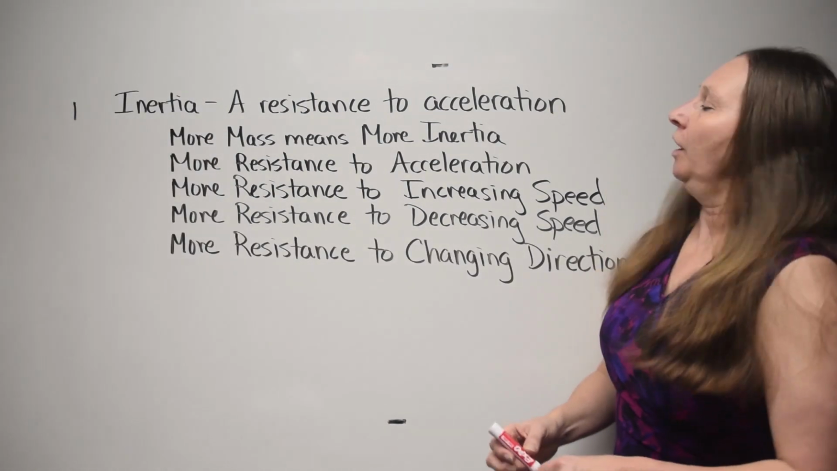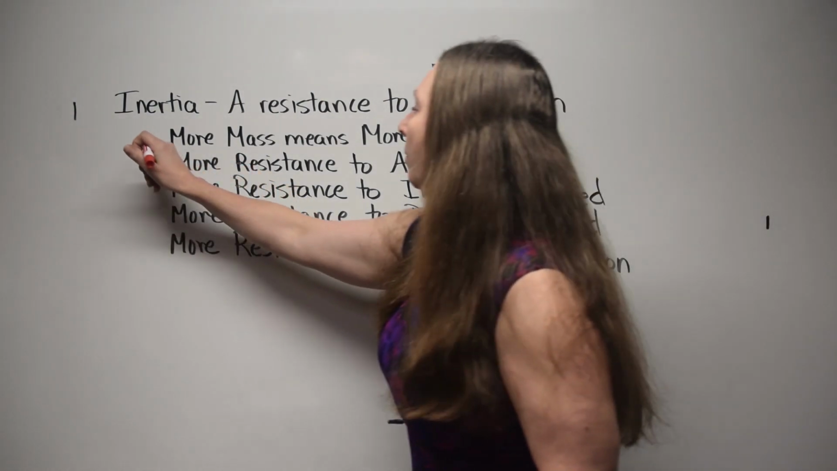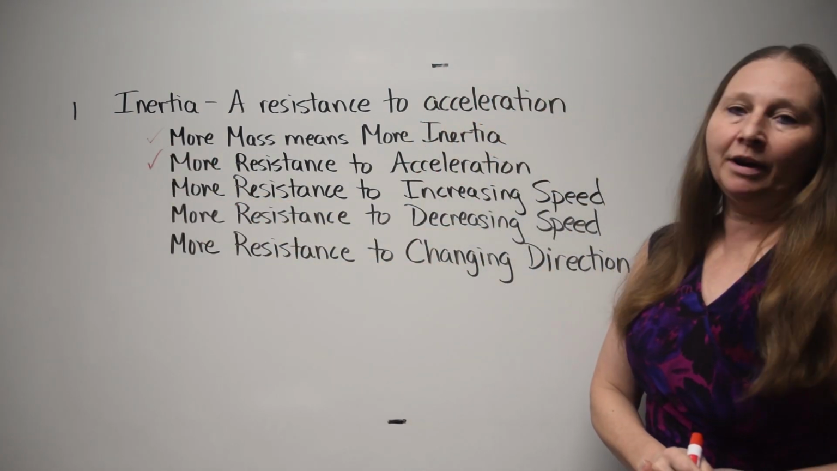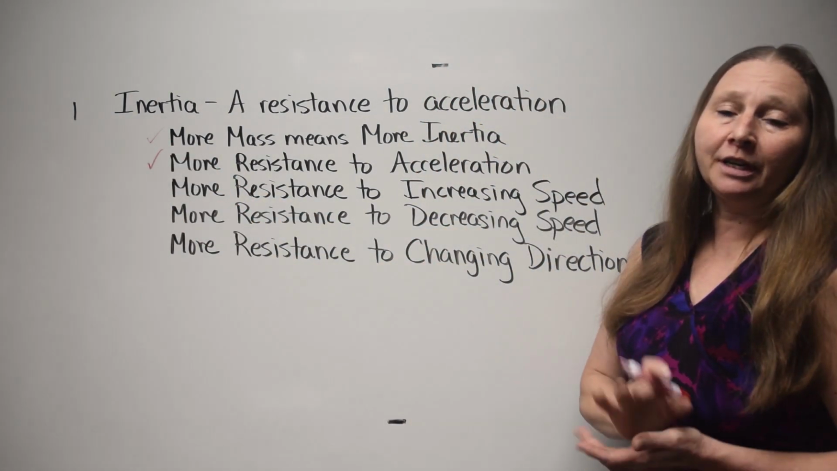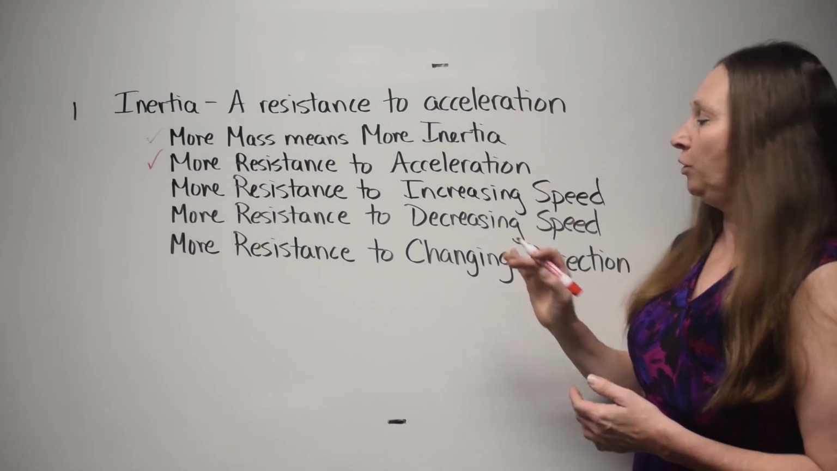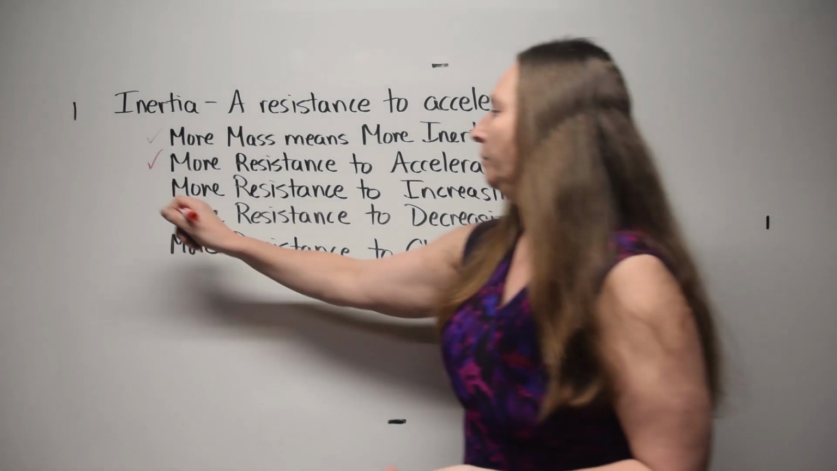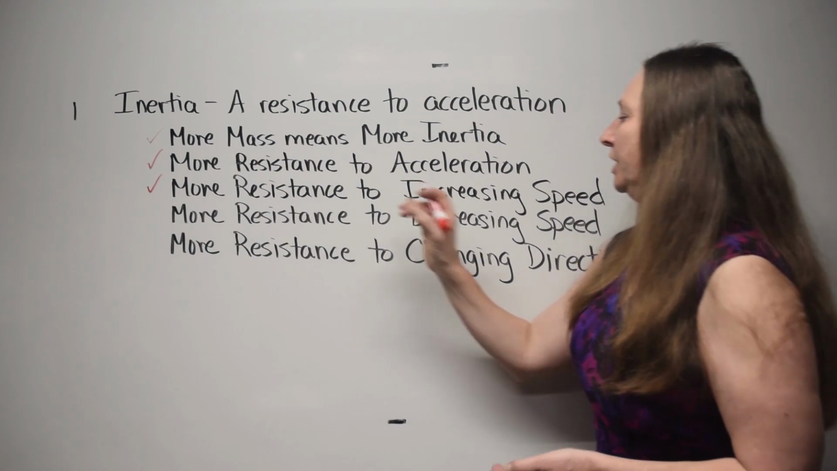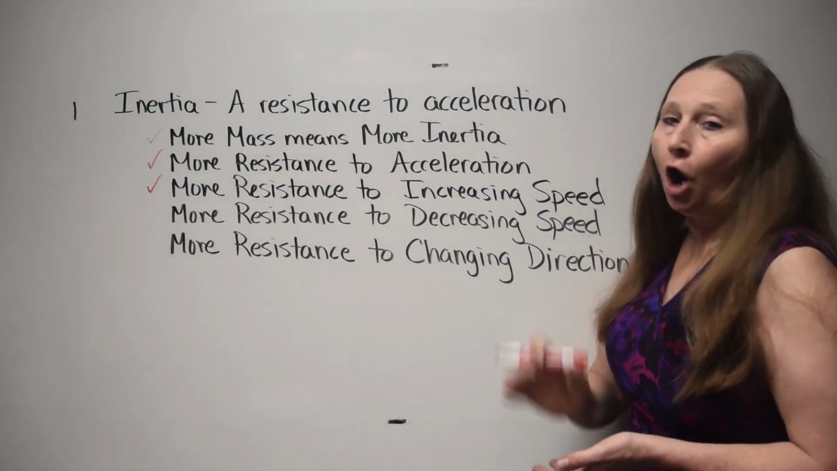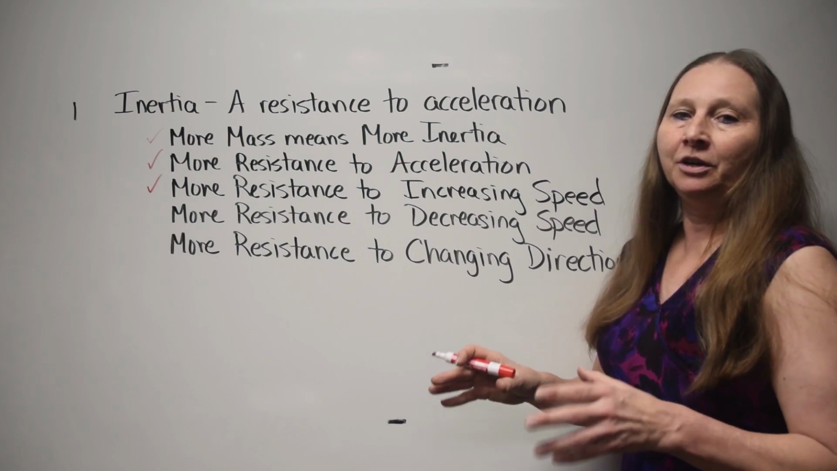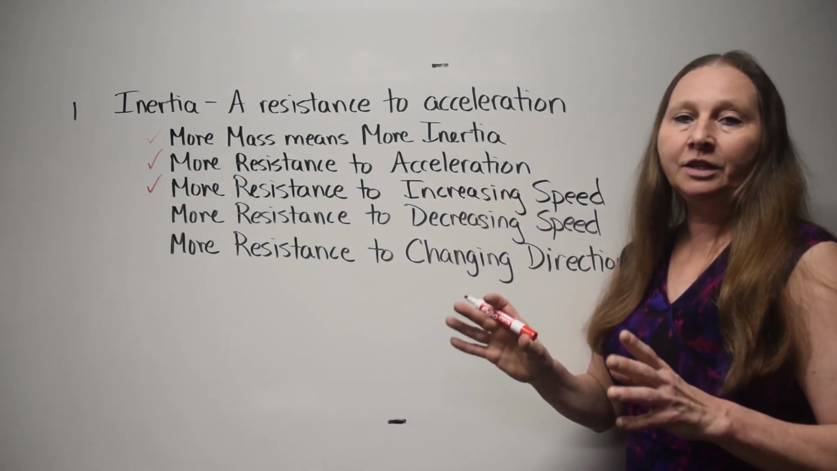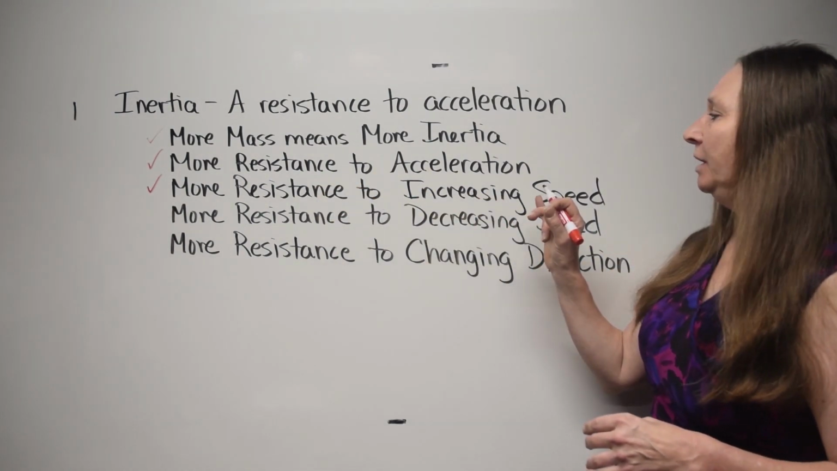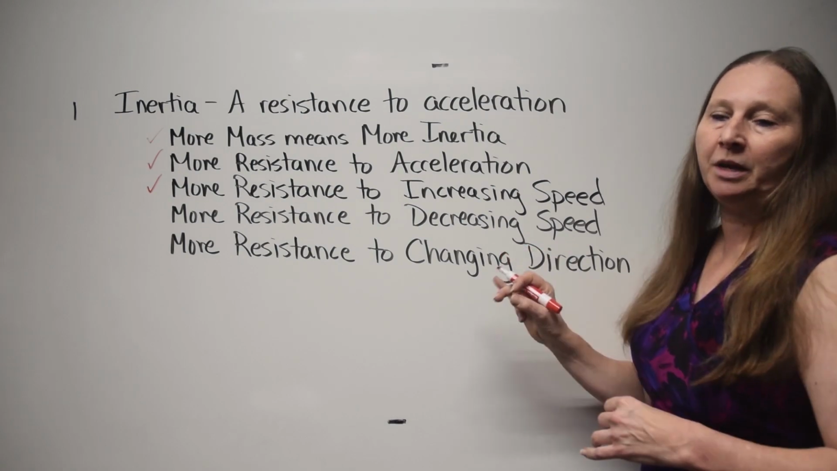So far, we know that more mass means more inertia, and that means more resistance to acceleration. Since acceleration can mean increasing speed, decreasing speed, or changing direction, we know that a large truck with more mass has more resistance to increasing its speed. If that truck is at rest or even moving slowly, you're going to have a hard time getting that truck to either start moving or moving faster. You're going to have a hard time getting that truck to increase its speed.